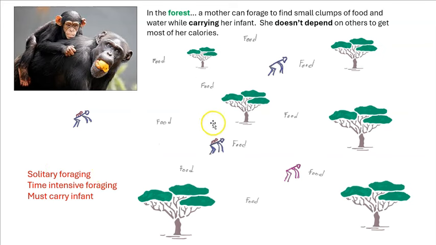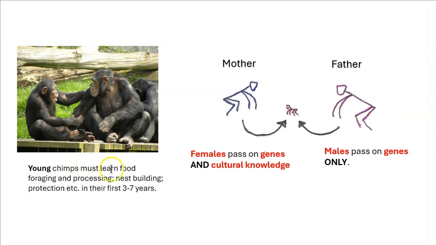And they have to spend a lot of time because the food is dispersed. It's nearby, but it's dispersed. And they have to forage around the forest to get their calories. And if you're a mother with an infant, you've got to carry your infant on your back. Now, young chimps must learn food foraging and processing, nest building and protection, etc. in their first 3 to 7 years.